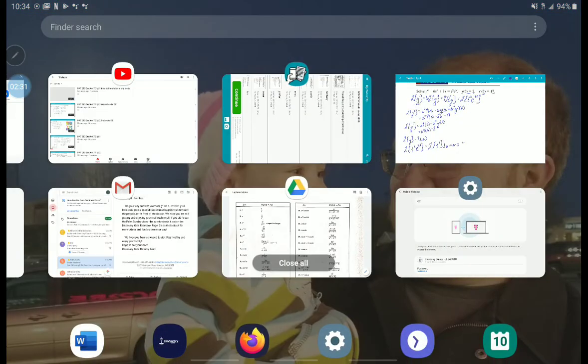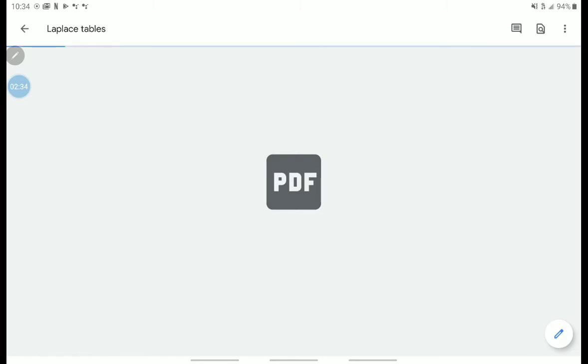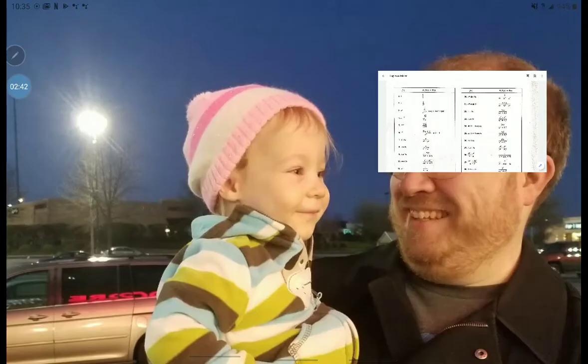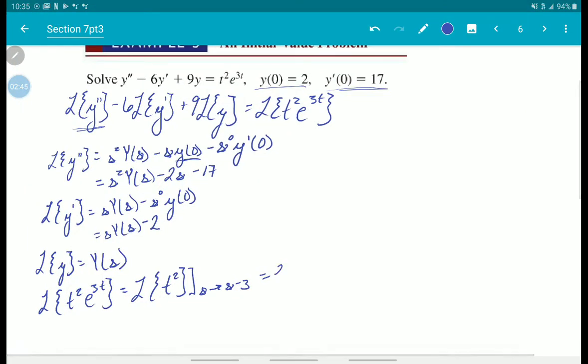So if we use our tables, we're going to use number 3. Our n is 2, so it's going to be 2 factorial over s to the 3rd. But because this is a translation along the s axis, we need to replace that s with an s minus 3. 2 factorial is 2. So we can rewrite the Laplace of t squared e to the 3t as 2 over s minus 3 quantity cubed. So now we have all those pieces.